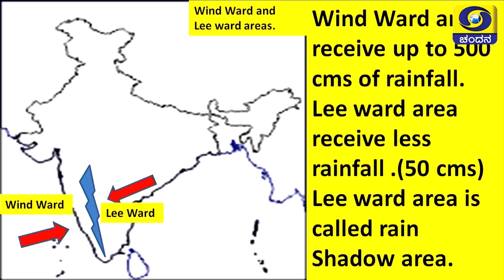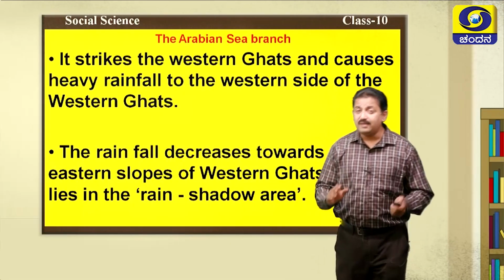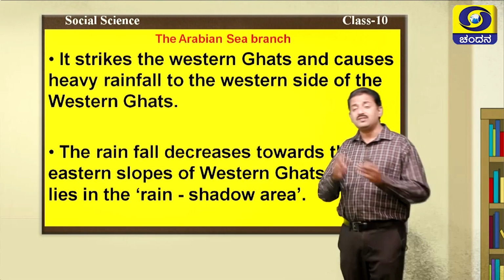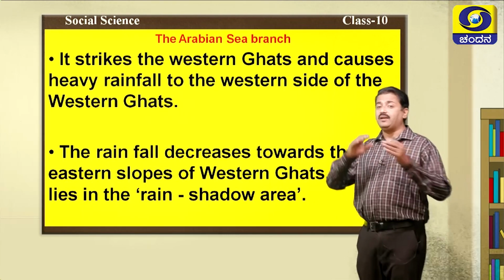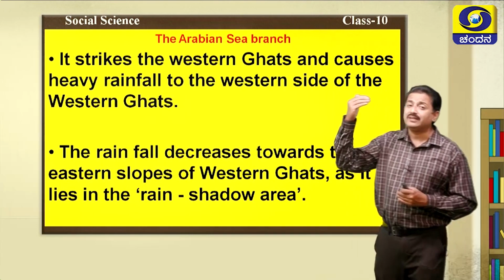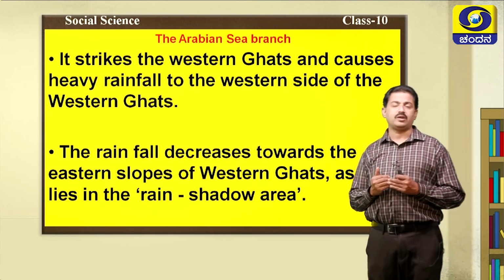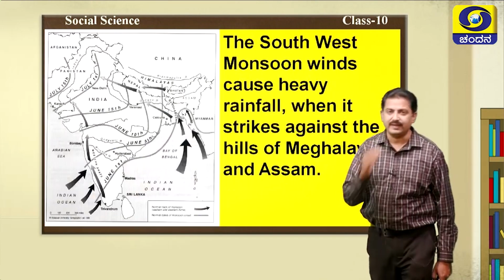Dear students, in this map you can very clearly understand what is windward area, what is leeward area. Windward area receives up to 500 centimeters of rainfall. Leeward area receives 50 centimeters of rainfall. Leeward area is called rain shadow area also. The Arabian Sea branch strikes the Western Ghat and causes heavy rainfall to the western side of the Western Ghat, and the rainfall decreases towards the eastern slopes of the Western Ghat. This is called rain shadow area.